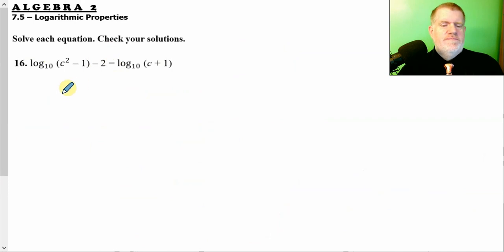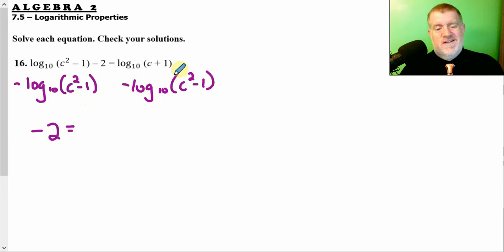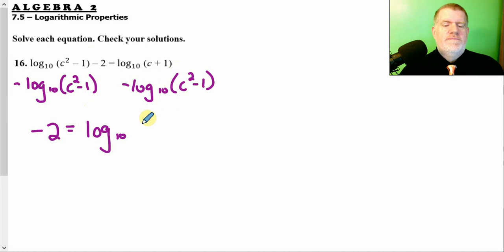All right. I'm going to try something different this time. We're going to subtract the c squared minus 1 from both sides. So these cancel. I'm left with negative 2 equals. Now these are not like terms. They have a c and a 1, but the square and the plus, it's always different. So I can't combine them, but I can write them the way we've got it.